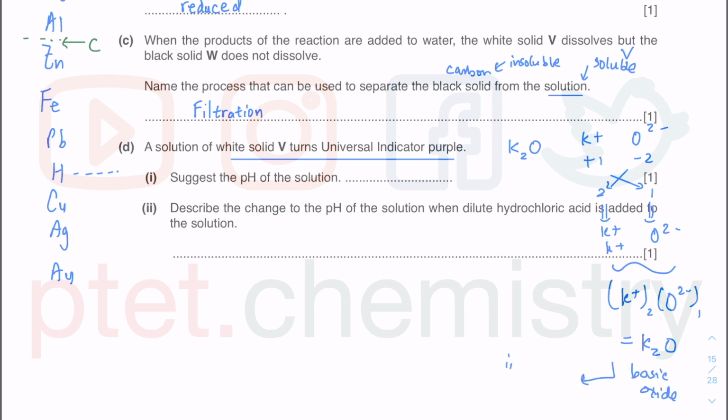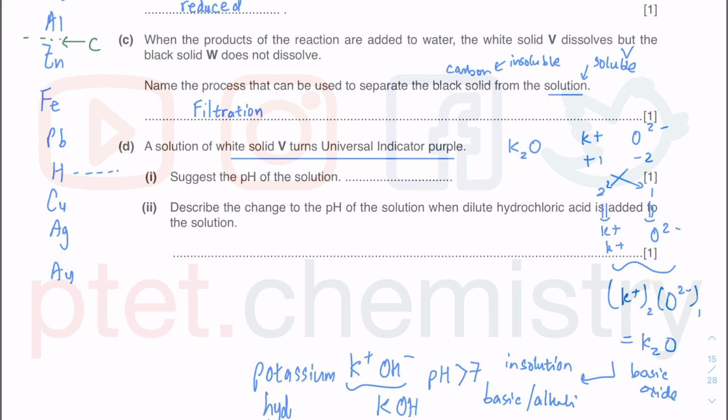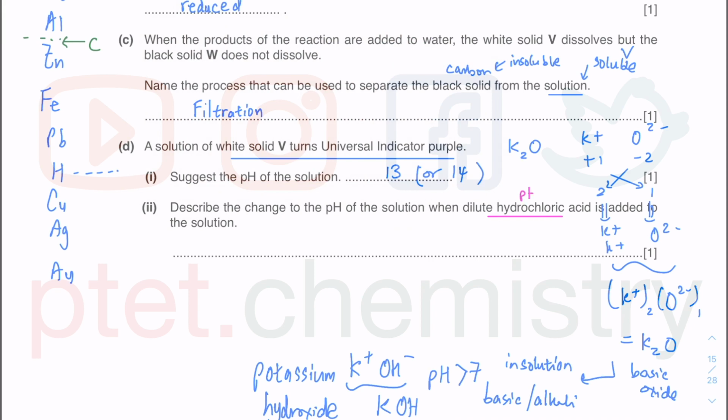What happened in K2O is this is a basic oxide. So what you will get in solution, you will get an alkaline or basic solution. So you get an alkaline or basic solution where the pH is greater than 7. You will get K plus and OH minus. This is called potassium hydroxide. Hydroxide ion is OH minus. So the name potassium hydroxide contain K plus and OH minus. The pH of the solution somewhere around pH 13 or pH 14. Just choose either one, would have been alright. Describe the change to the pH when you add hydrochloric acid to it. Hydrochloric acid is acidic, so pH lesser than 7.